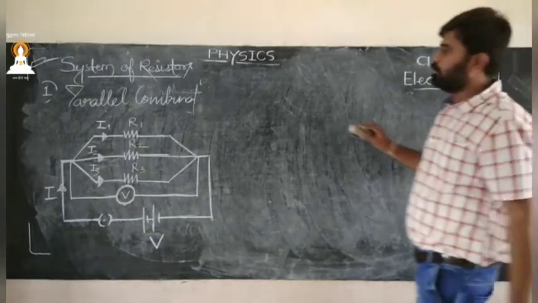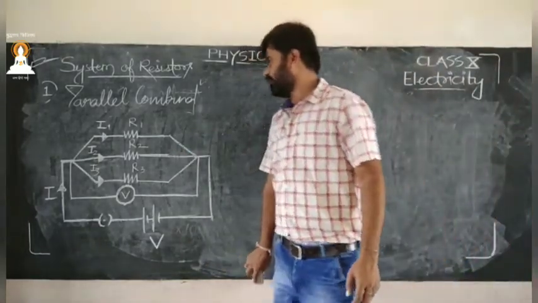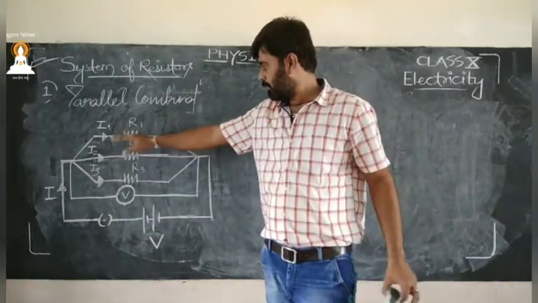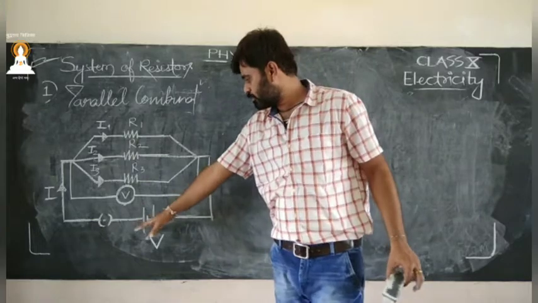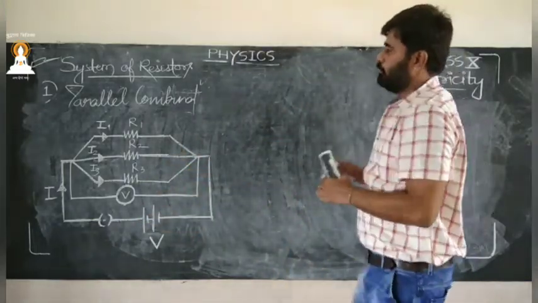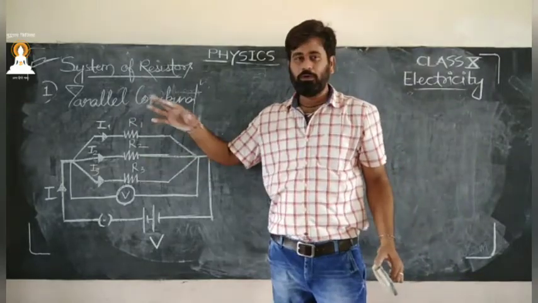Now let us talk about the parallel combination of resistors. Now see, in parallel combinations, all are connected with the source. Listen, in a very simple way, your mother can explain this to you quite easily.